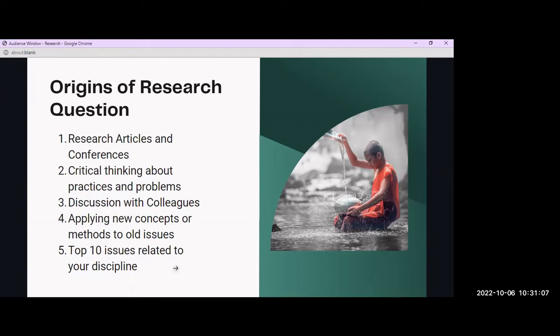That discussion may lead you to a research question, applying new concepts or methods to old issues, especially for IT and engineers, okay? Sometimes they will develop certain designs, and that particular design may lead to a better outcome as compared to the previous standard. IT can develop a software, they can develop a certain system that can help the processes as compared to the previous processes. So that can be done also, or that can be a basis also.